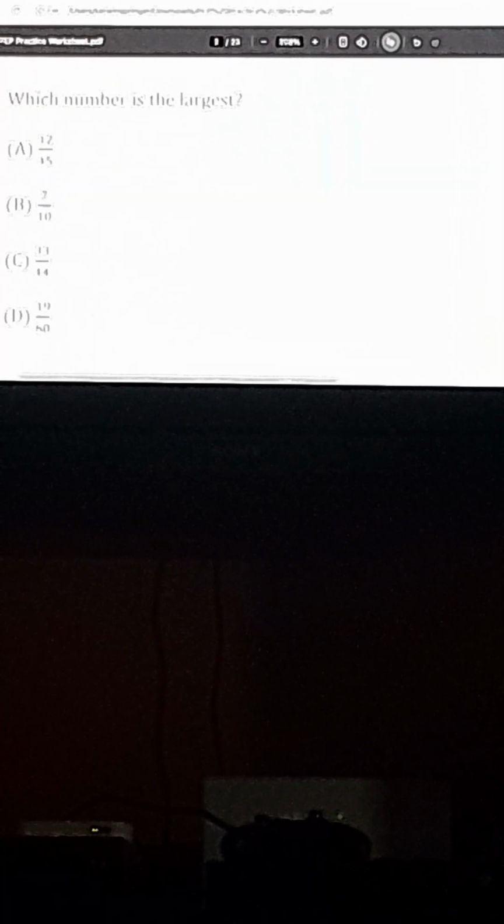There's 4 squares for every star. Which number is the largest here? So this is a look at LCM. You see, it's good practice.